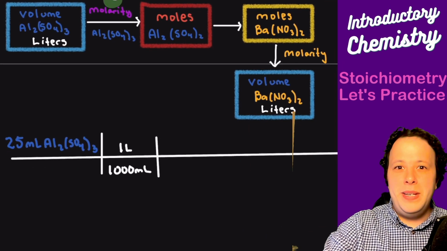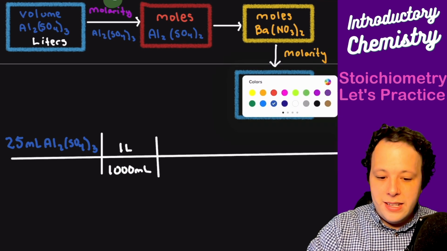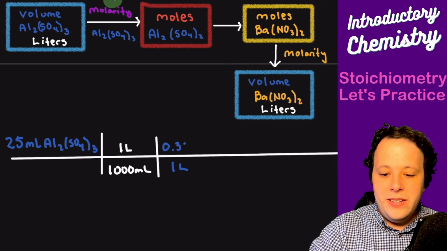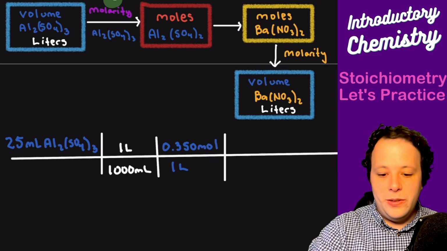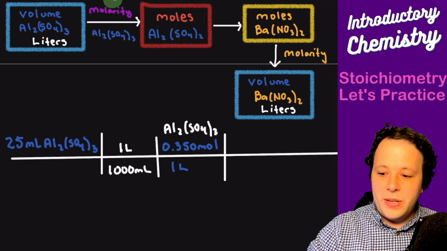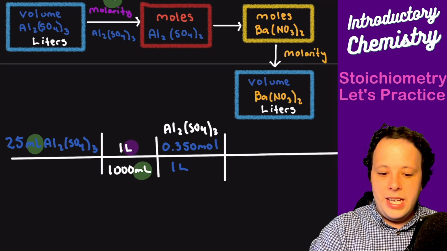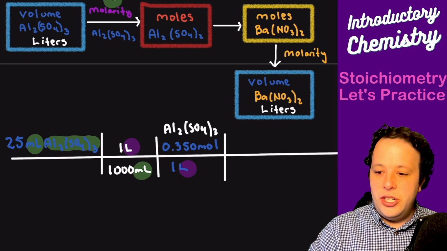So with that being said, we are going to take that and do 1 liter is 0.350 moles, and that will get us to moles of aluminum sulfate, Al2(SO4)3. Now we're going to cancel all of our units. We see mL cancels mL, liters cancels liters, and everything is nice and canceled the way it should be.